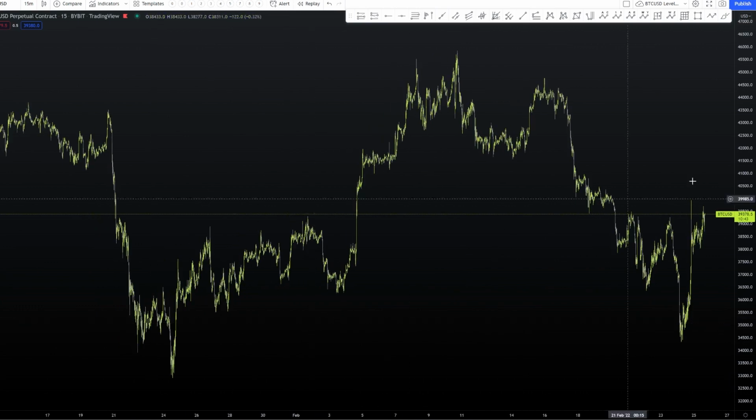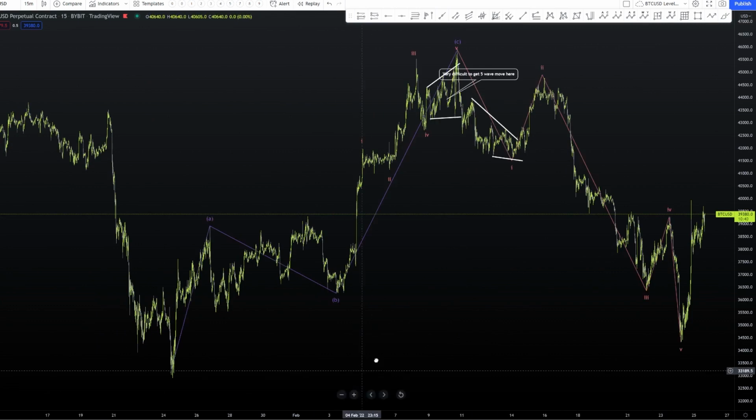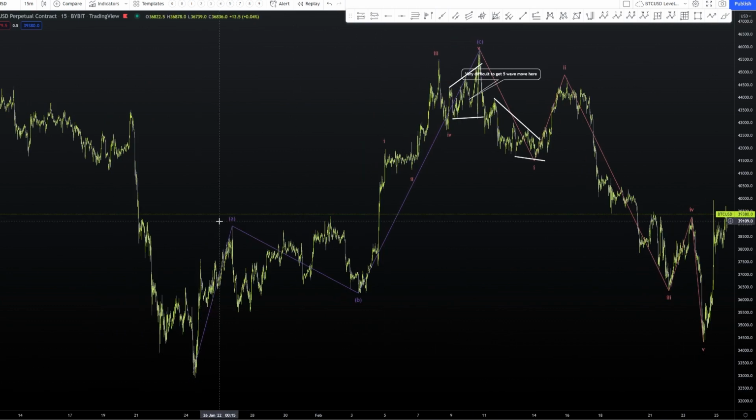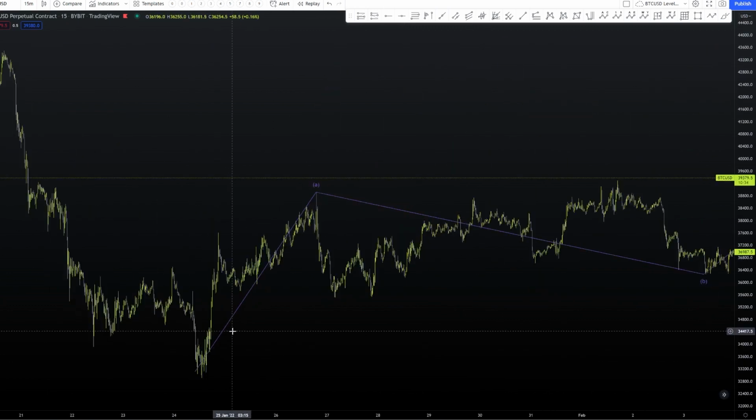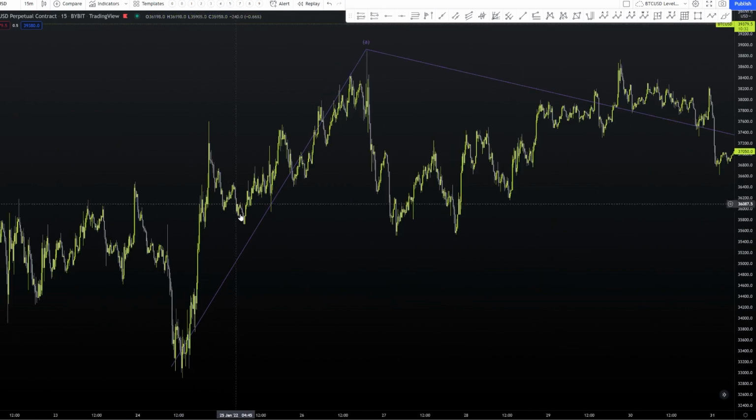So the first one would be the ABC, this one right here, where we're calling this all a wave A up here, B here, and a C here. This would all be a zigzag. So to count this wave A, we could probably say this is a 1, 2. This would be a very short 3, 4 here, but it doesn't overlap the wave 1, so it is valid. So this would be a 3, 4, and that for a 5.